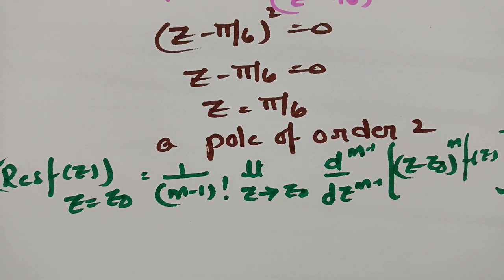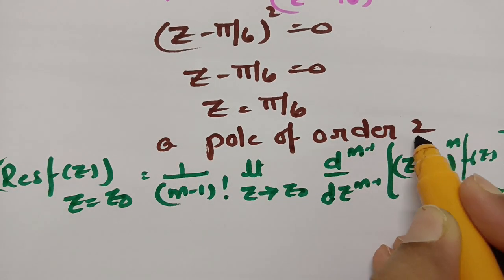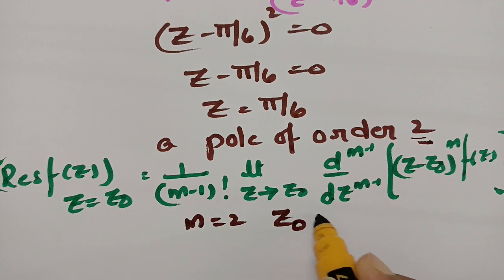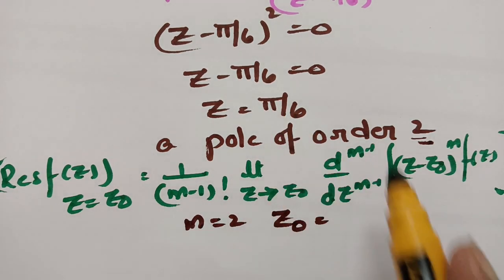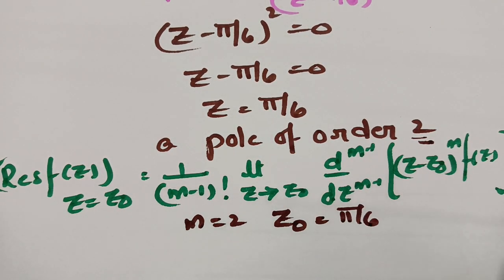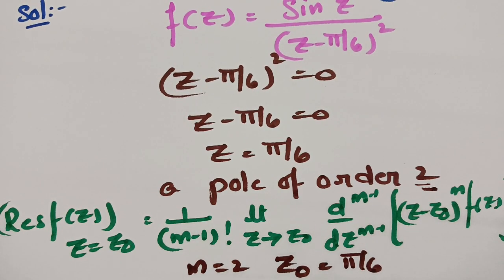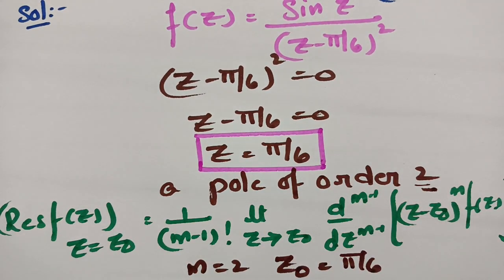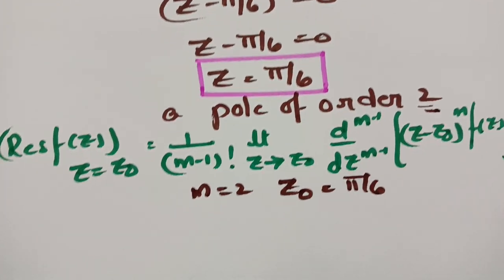So here the order value is 2, that's why I'm writing m is equal to 2. And our pole value z naught is pi by 6. So for the given function, the pole is z is equal to pi by 6, and for this pole, we are finding the residue.